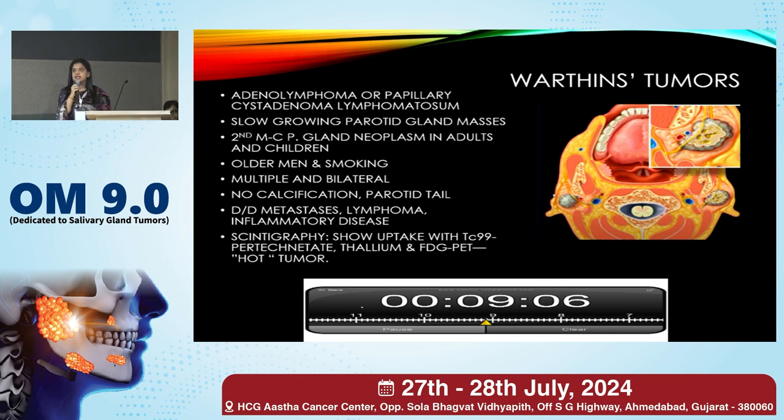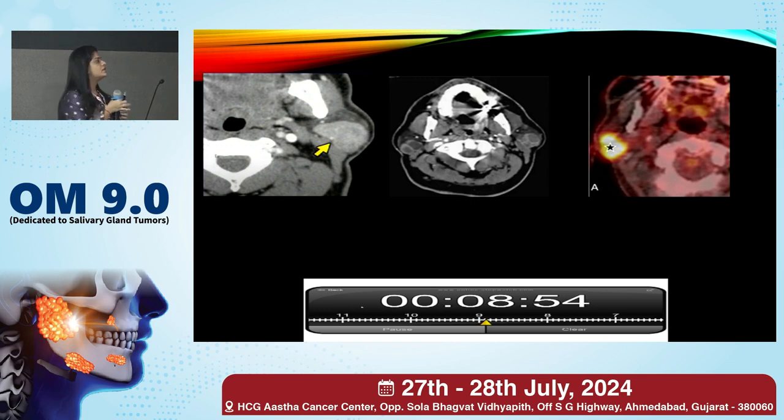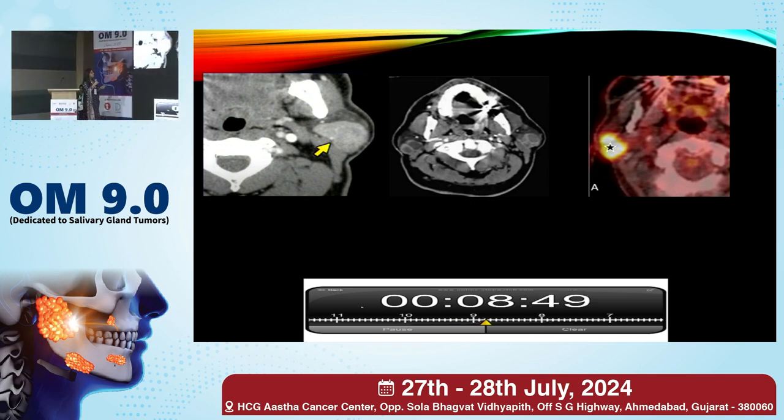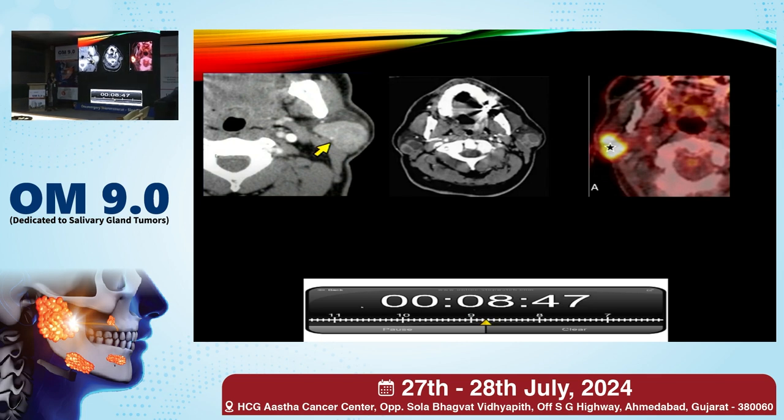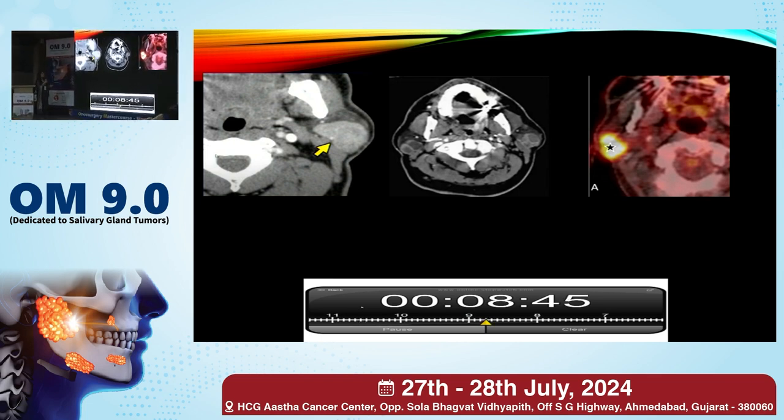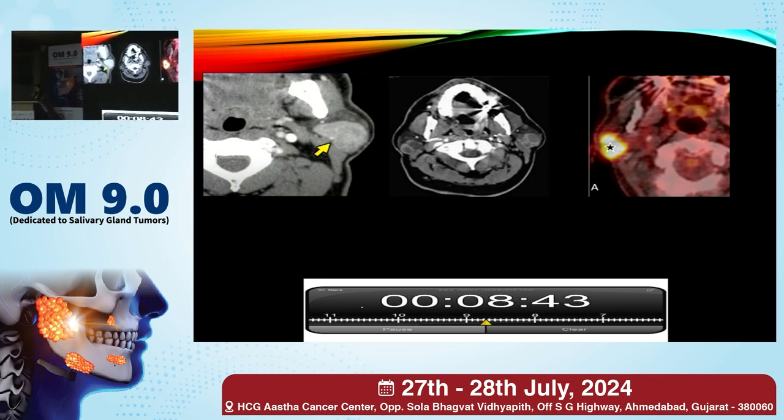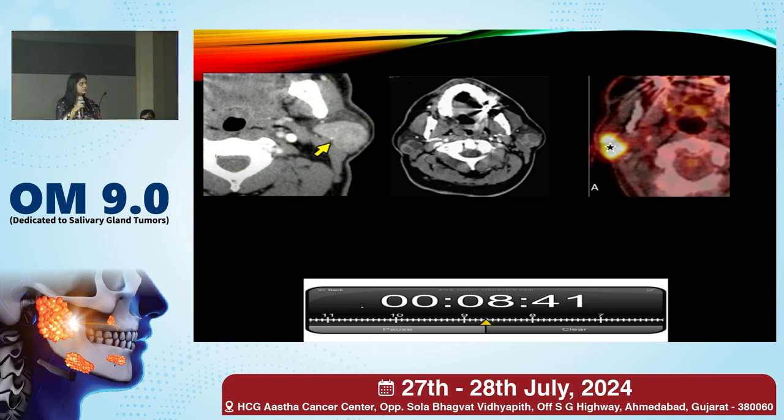Mostly the important thing is that these are multiple and could present bilaterally. So the DD should be mets, lymphoma, inflammatory disease, and on scintigraphy these appear as hot tumors. One more thing is, this can be solid, this can have an internal cystic component, and they can have a hot spot. So this is classical for Warthin's.